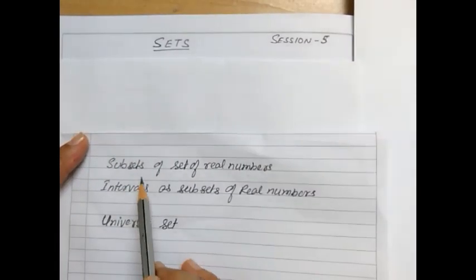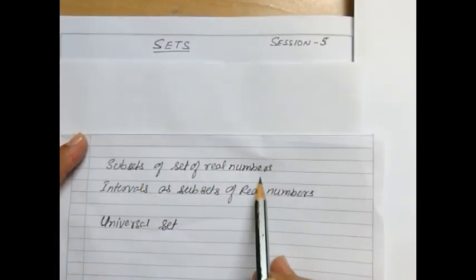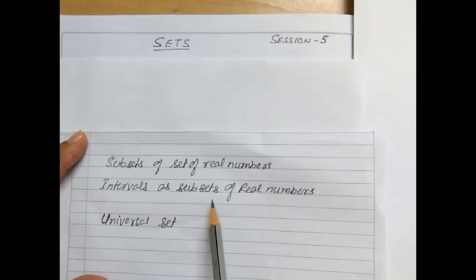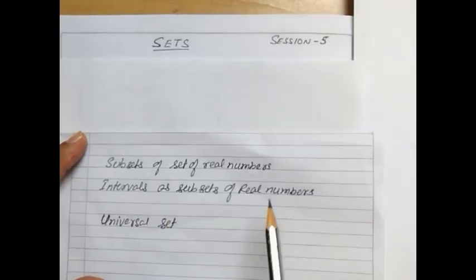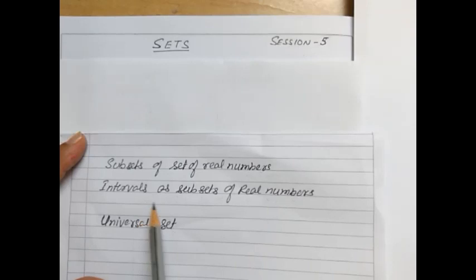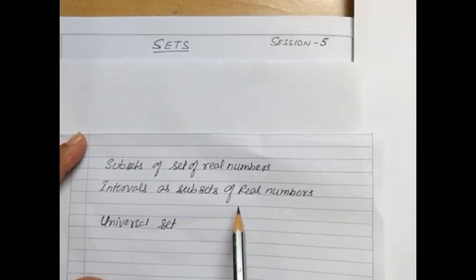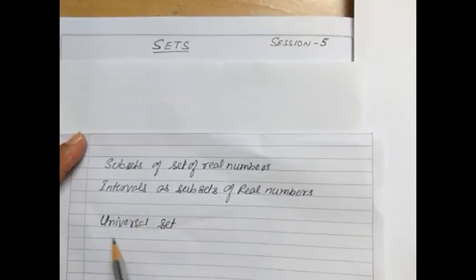Let's recapitulate what we have done in the previous session. Subsets of set of real numbers, intervals as subsets of real numbers. In this we have done the finite intervals as well as infinite intervals and universal set.